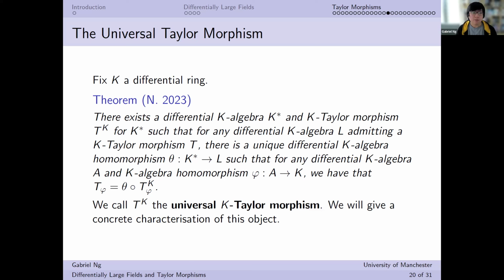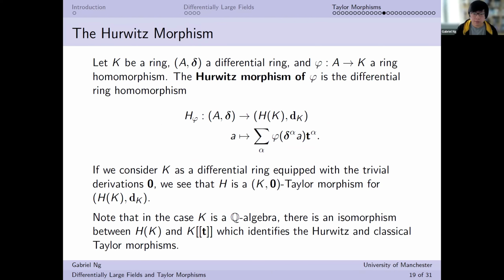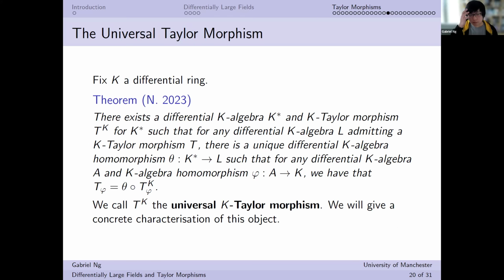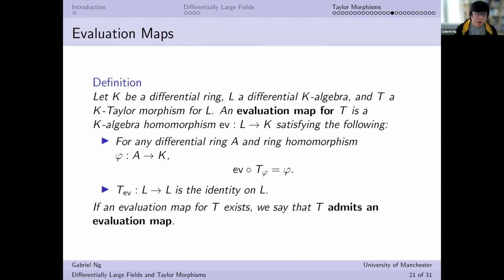And we will give a concrete characterization of this object, which will turn out to be a twisted version of this Hurwitz morphism, in a similar way to the twisted Taylor morphism. Okay, so how do we characterize this thing? It turns out you can do it in terms of something which I call an evaluation map.